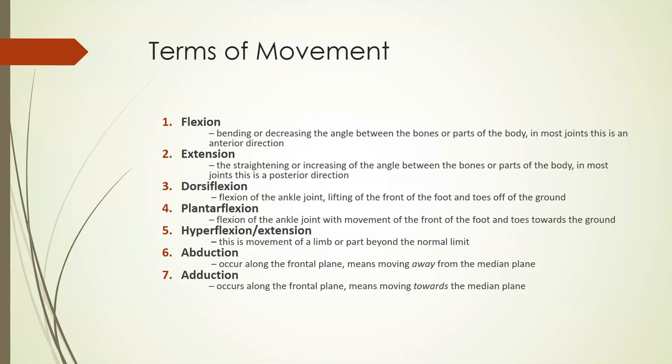Abduction, I always say it that way in class, which makes it abundantly clear. Abduction occurs along the frontal plane and is the limb moving away. So imagine your hands are down by your sides and you move your hand away from your body, bringing it up towards the ceiling from the side. So that would be the frontal plane from the side. That would be abduction.